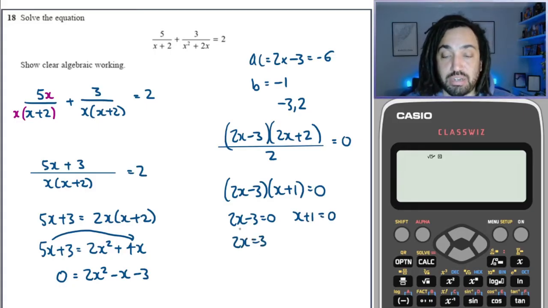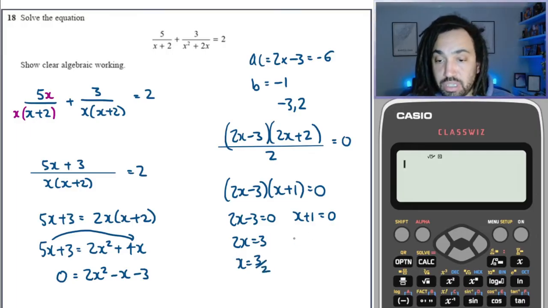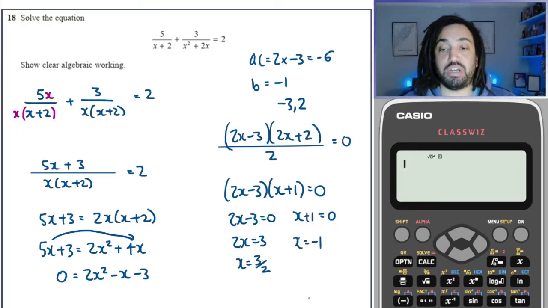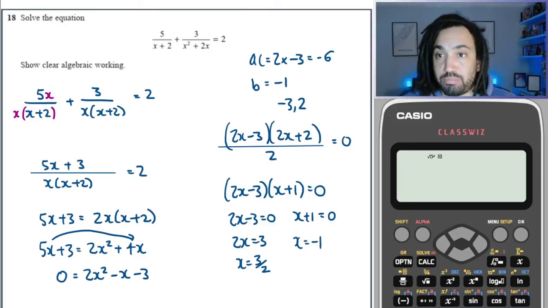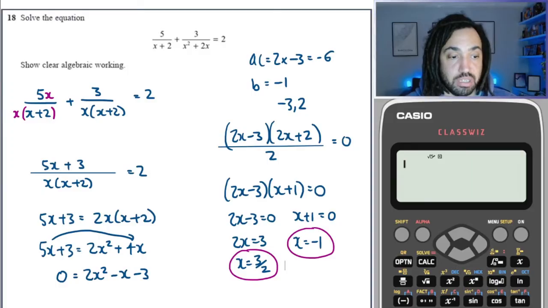If it's this one, then add 3 to both sides and then divide by 2, gives me x is equal to 3 over 2. Or if it's this one, we just minus 1 from both sides to get x equals minus 1. So those are the two solutions to this equation.